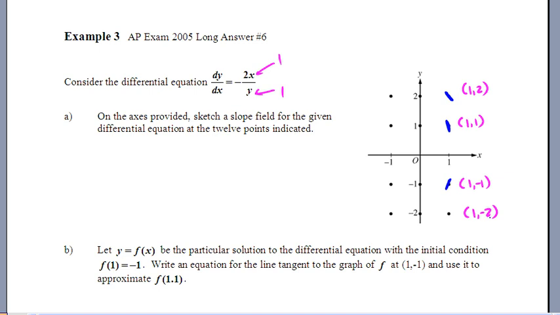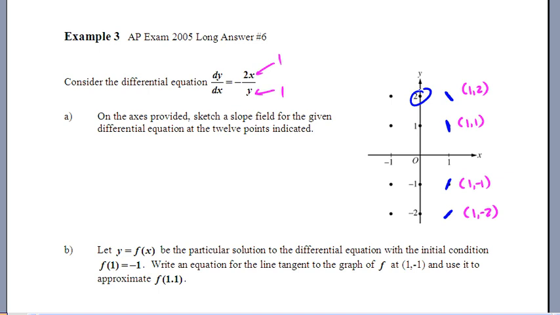And then 1, negative 2, 1 for x, negative 2. Oh, the negatives cancel and the 2's cancel. We're going to get a positive 1 for the slope, 45 degree angle. And this is the game we're going to play. We're just going to do it for 8 more points.